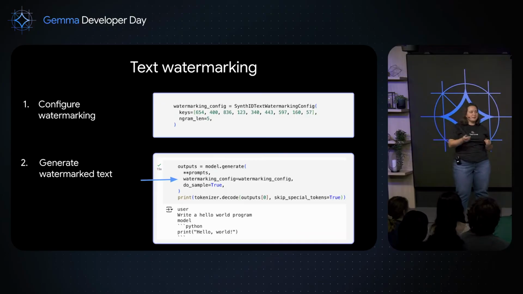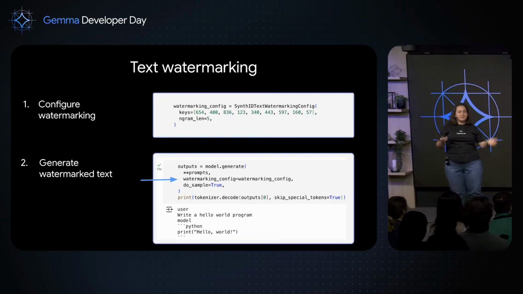The second step, you pass the watermarking config to model generate. And that's it. You only need a few lines to be able to generate watermark text. I would encourage you to do this yourself so that you can really convince yourself that watermarking doesn't affect the quality of the resulting text.